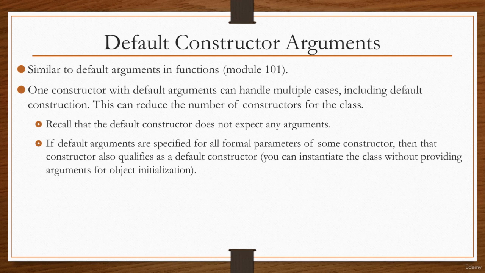Recall that a default constructor does not expect any arguments. Now if default arguments are specified for all formal parameters of some constructor, then that constructor also qualifies as the default constructor. And that's because you can instantiate the class without providing arguments for object initialization. In other words, the default constructor does not expect any arguments in that case, because you've already provided default arguments in the definition.